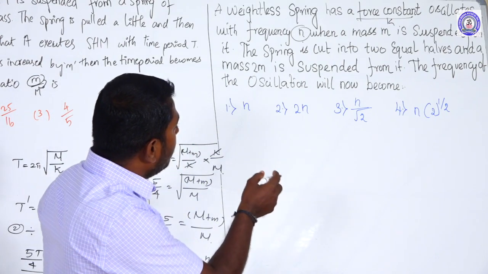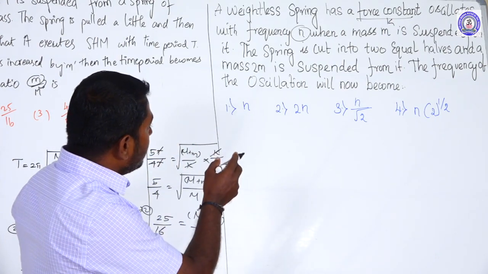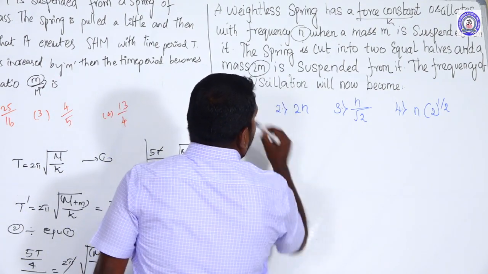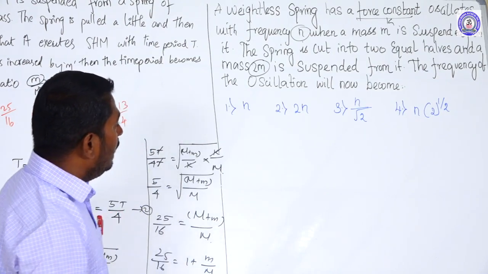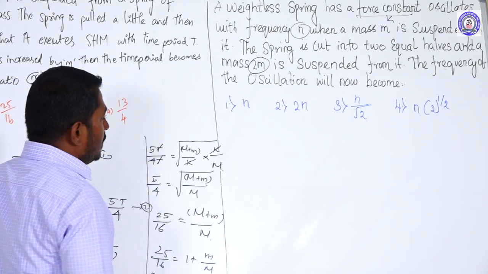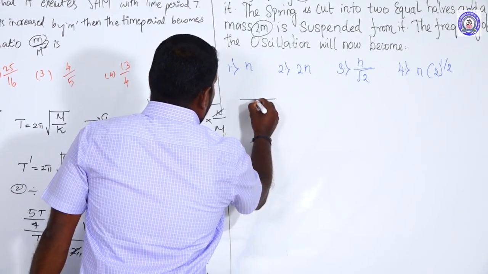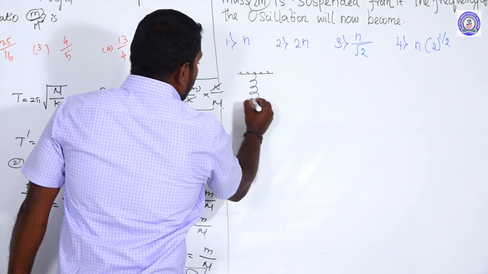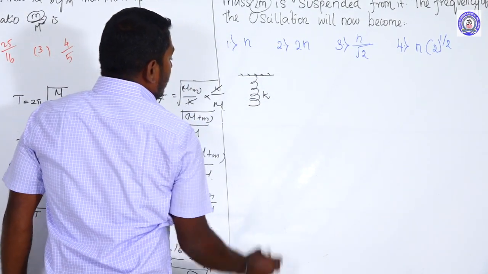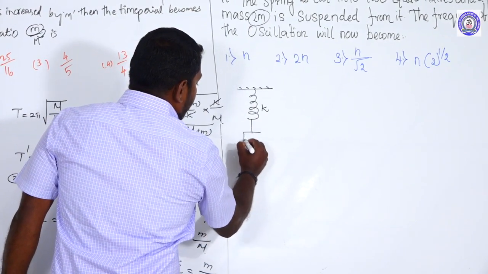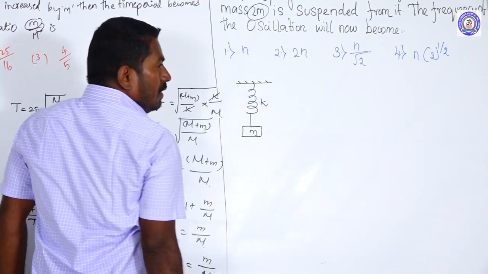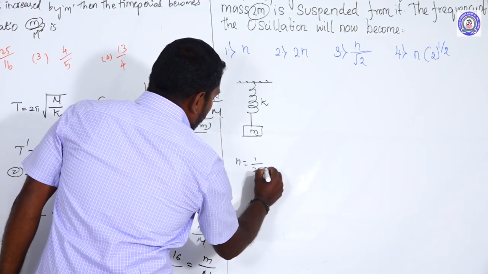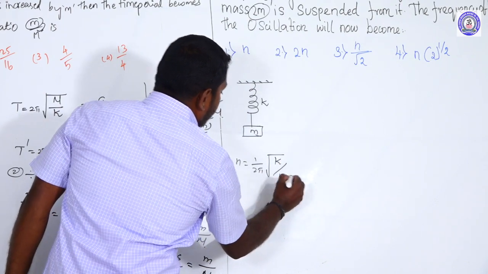When a mass m is suspended from a spring, the spring is cut into two equal halves and a mass 2m is suspended from it. Then the frequency of oscillation will now become what? See, in the first configuration, it is a rigid support, one spring with one end tied to the rigid support, and the spring has a spring constant K. The lower end of the spring is loaded with the mass m, oscillating with the frequency n equal to 1 divided by 2 pi square root of K divided by m.